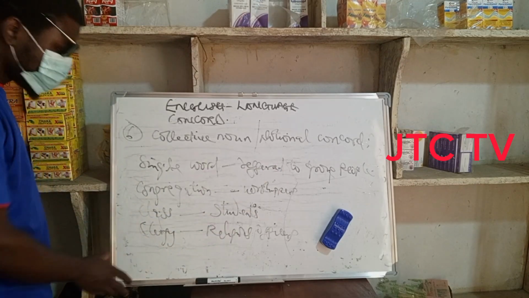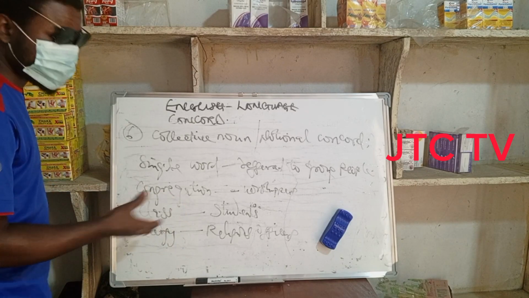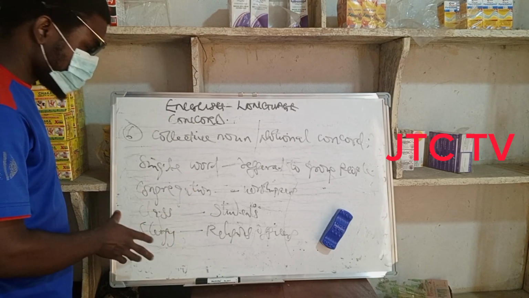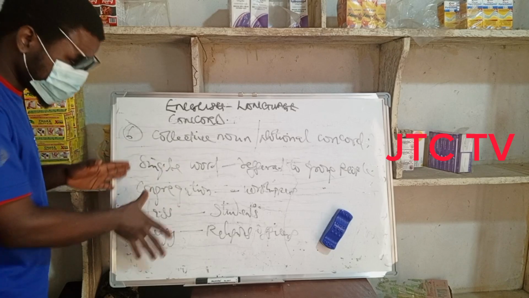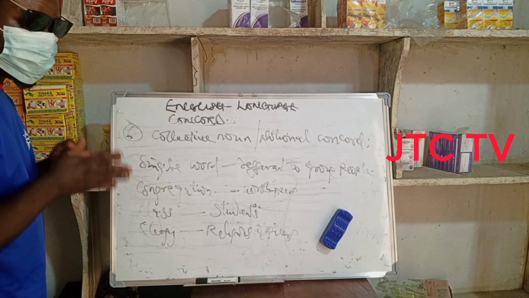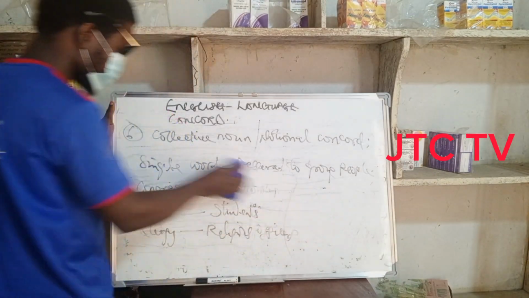So when this clergy, class, or congregation is performing an action, a plural verb is used. But when the collective noun, any of these and others, is not performing any action, a singular verb is used. I hope you understood this. Let's take an example.